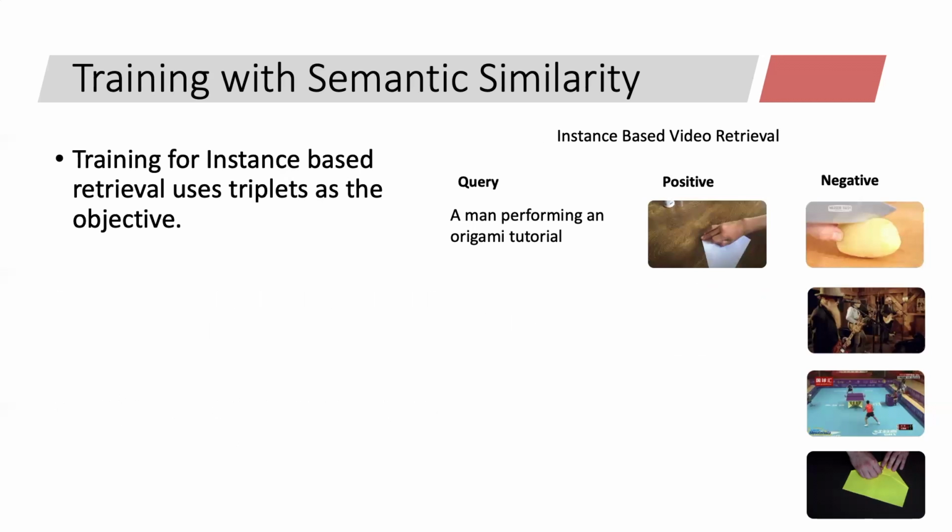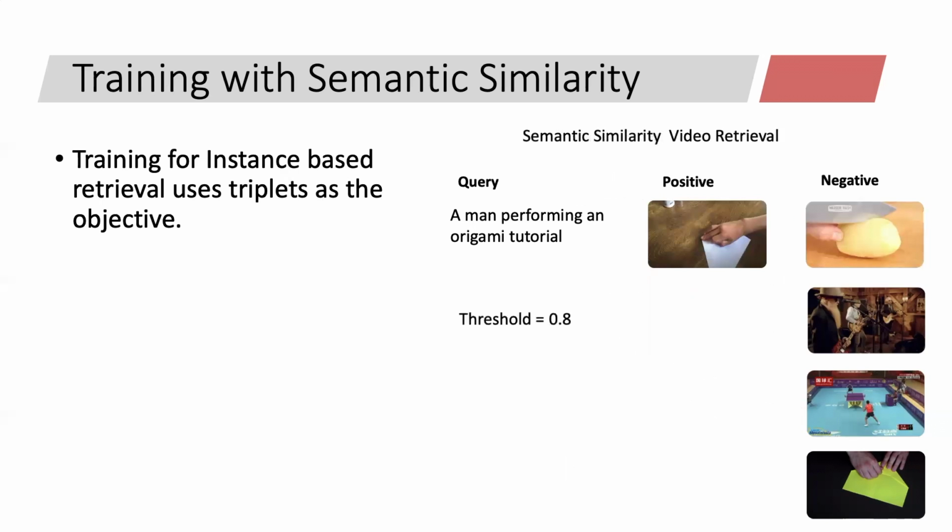Next, we discuss how to train with semantic similarity. But first, let's go over instance-based video retrieval training. This uses a triplet-based learning objective and ensures that the distance between the query and a positive is smaller than the distance between the query and the negative for all negatives within the batch.